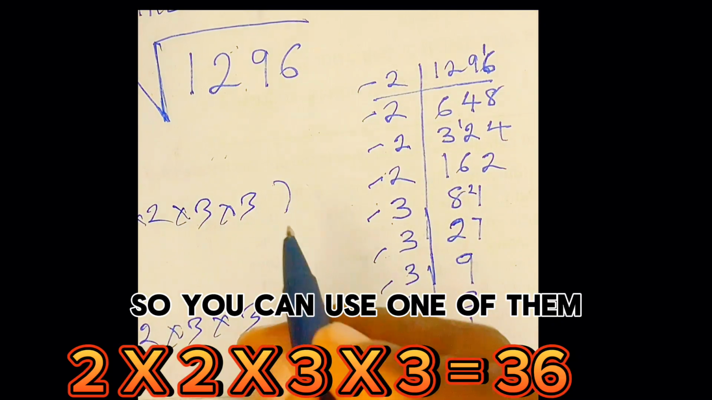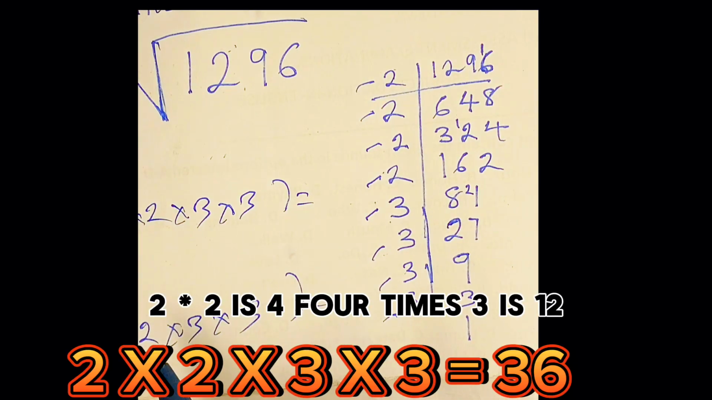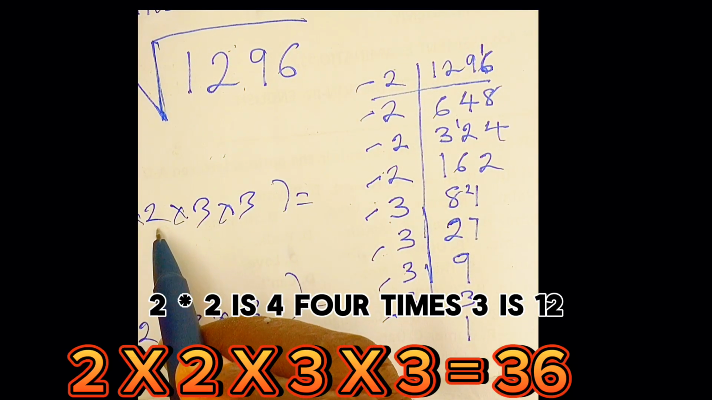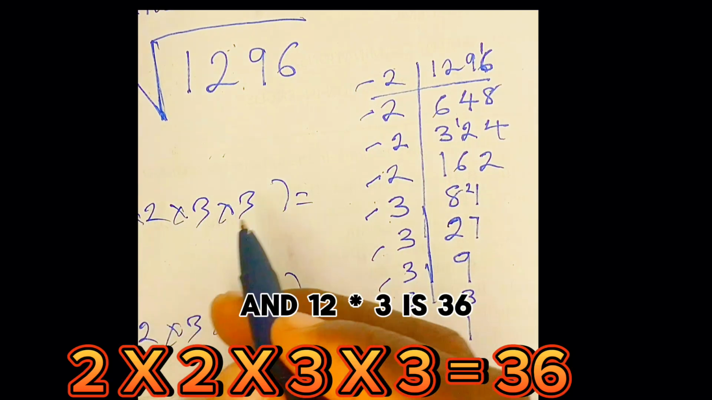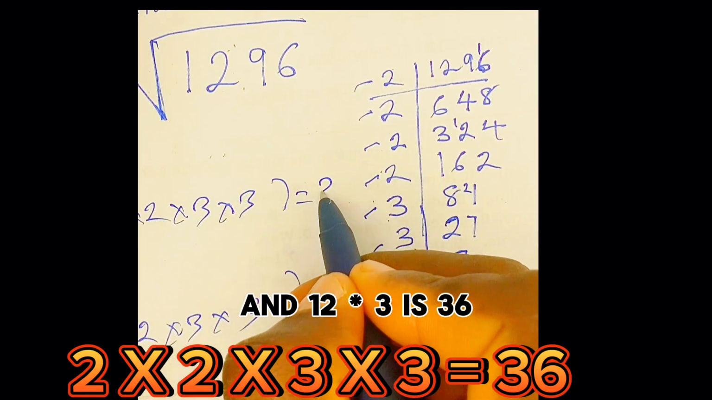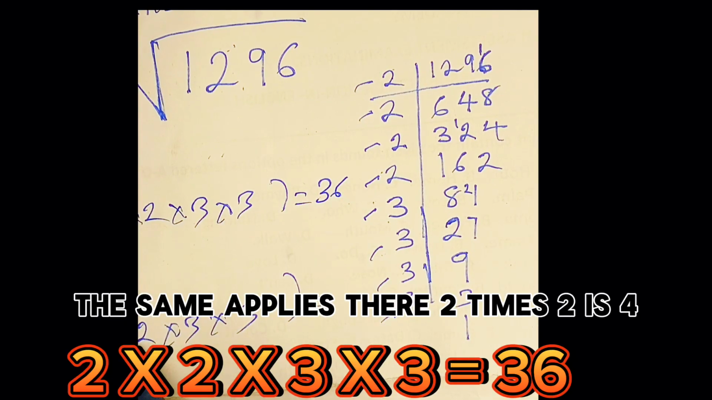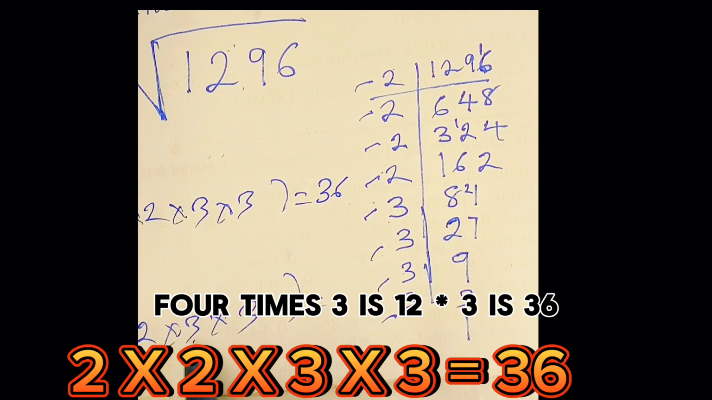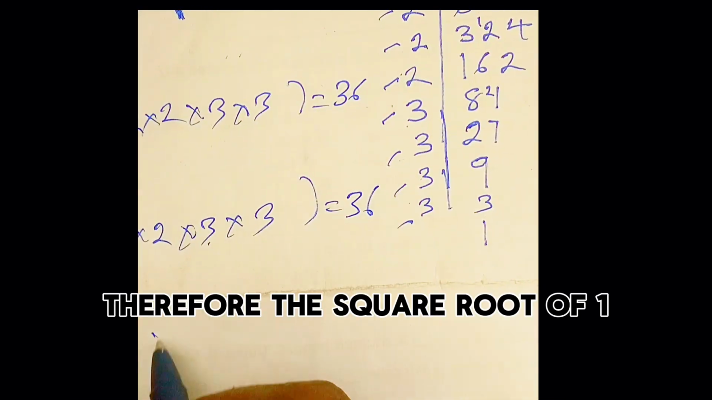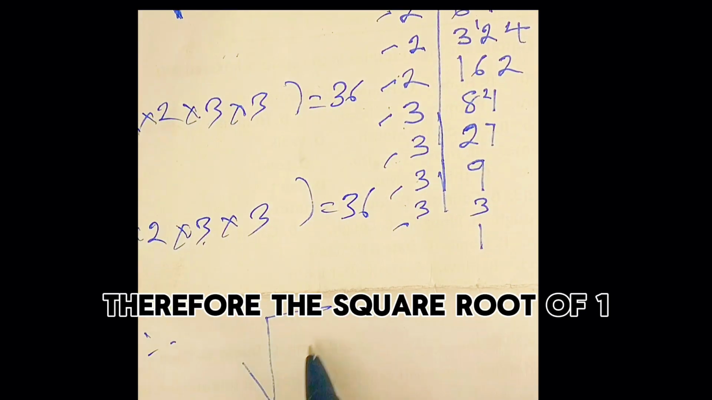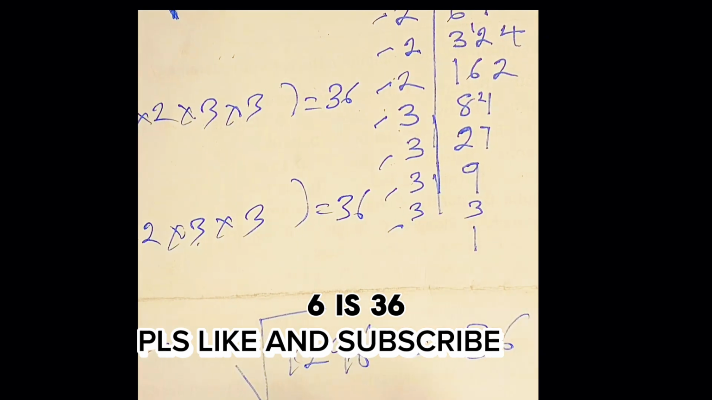So you can use one of them. So 2 times 2 is 4, 4 times 3 is 12, and 12 times 3 is 36. The same applies here. 2 times 2 is 4, 4 times 3 is 12, 12 times 3 is 36. Therefore, the square root of 1296 is 36.